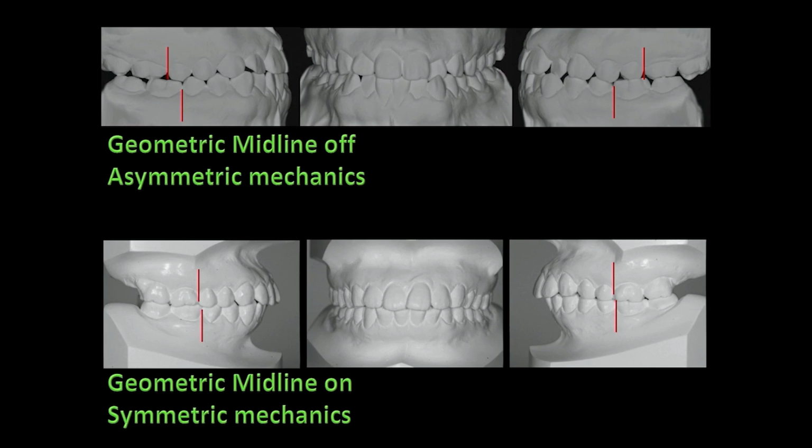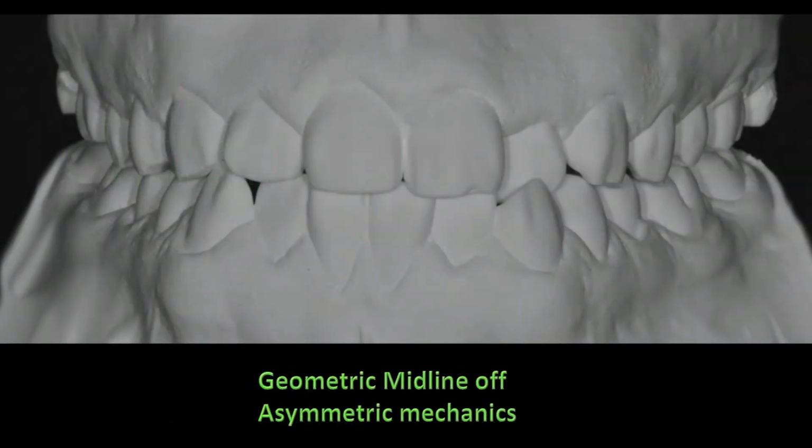They are similar in that they both have an asymmetric molar relationship, but they are entirely different types of asymmetries, and the mechanics used are different from each other. The geometric midline determines the type of mechanic used. This case represents midline deviation, which needs an asymmetric mechanic because geometric midline is off.